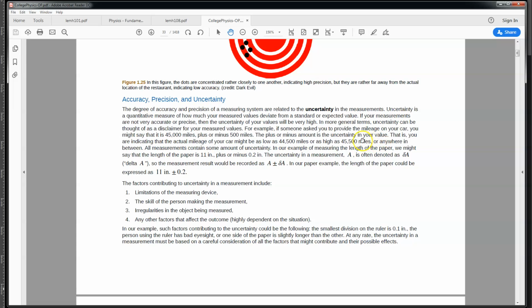The plus or minus amount is the uncertainty in your value. That is, you're indicating that the actual mileage of your car might be as low as 44,500 miles or as high as 45,500 miles, or anywhere in between. All measurements contain some amount of uncertainty. In our example of measuring the length of the paper, we might say that the length of the paper is 11 inch plus or minus 0.2 inch.